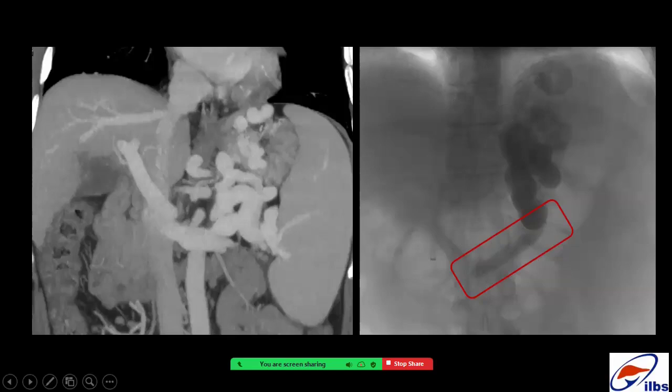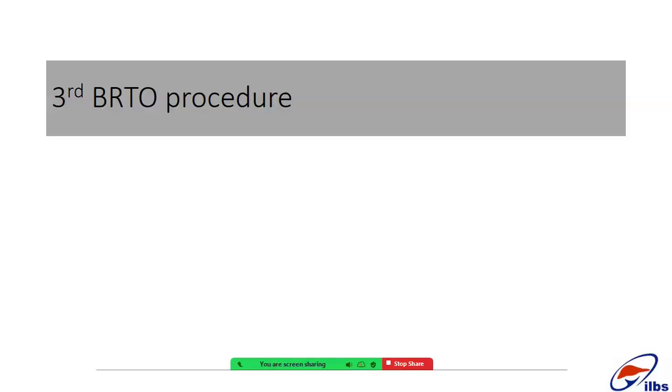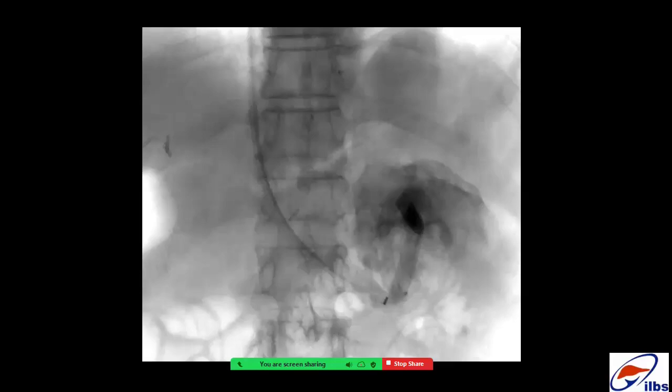Next time into the gastric varices, completely embolized. Third BRTO procedure, and here the problem started. Again, we took the same hardware, and this time we were very confident. Yes, we can do it. Why was nobody doing it? And then we realized why nobody was doing it.